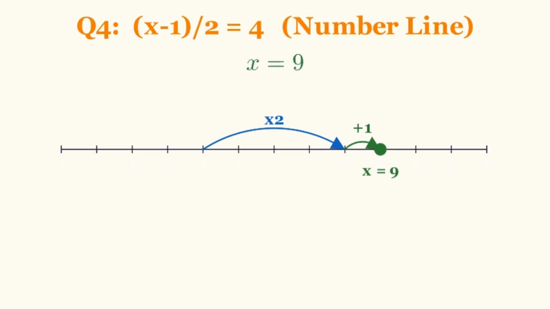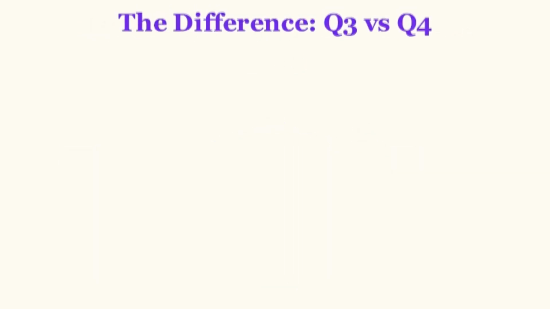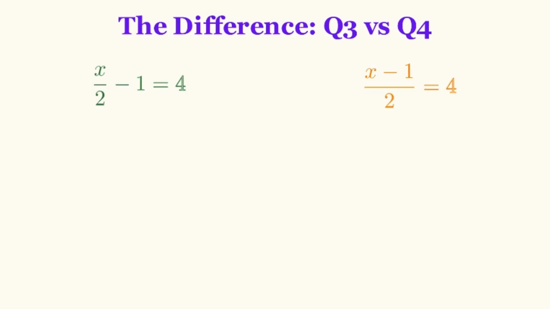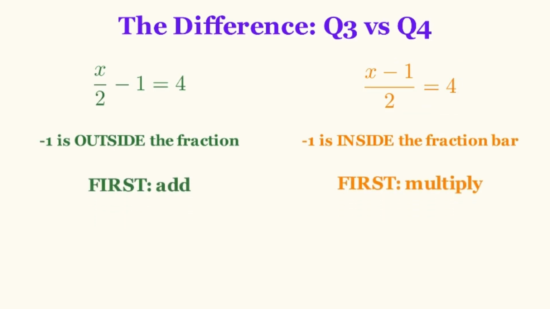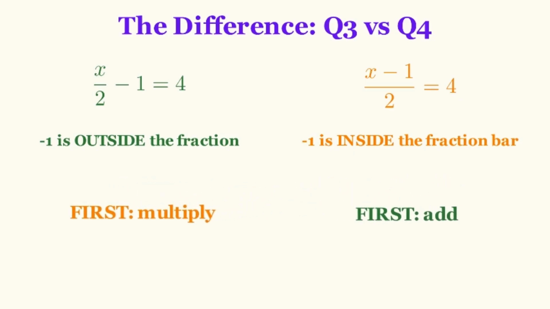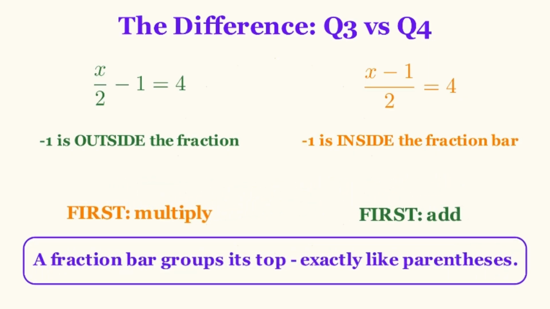Then add 1 to both sides. The dot moves from 8 to 9. X equals 9. Check. 9 minus 1 over 2 equals 4. 4 equals 4. Beautiful. Same story as before. When the minus 1 is outside the fraction, we add first. When it's trapped inside the fraction bar, we multiply first. Because a fraction bar groups everything on top exactly like parentheses.